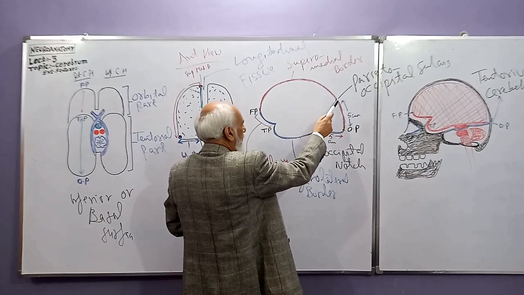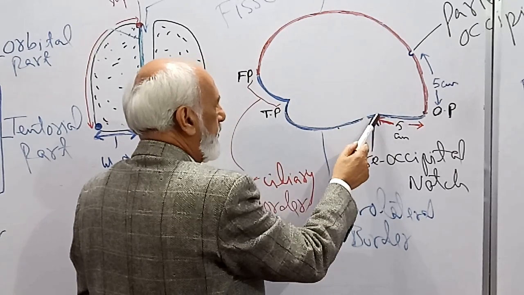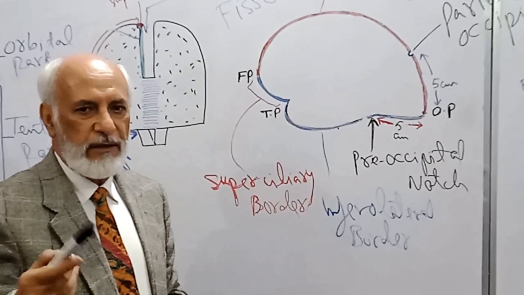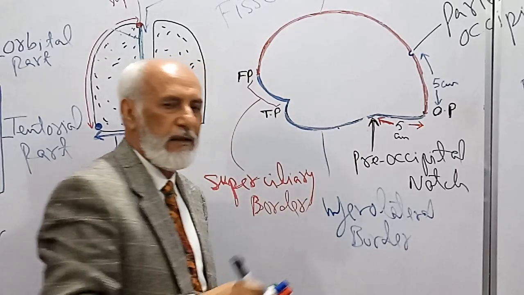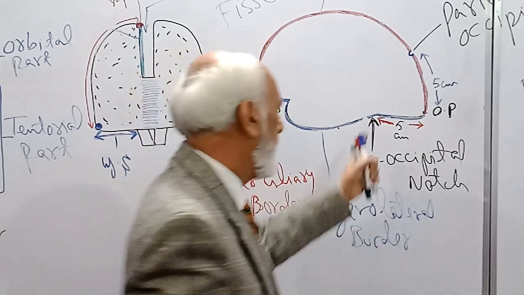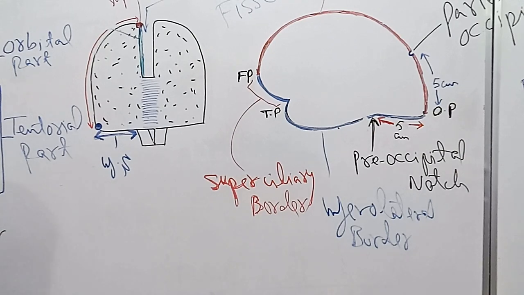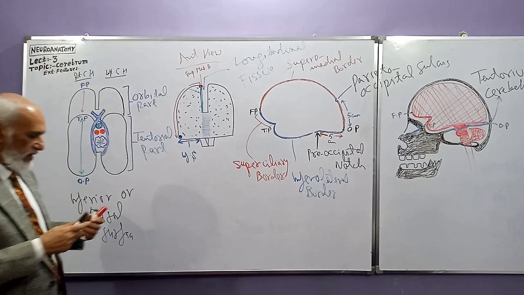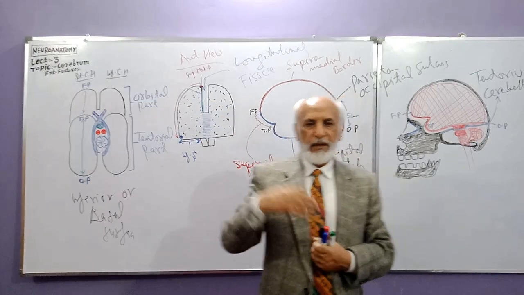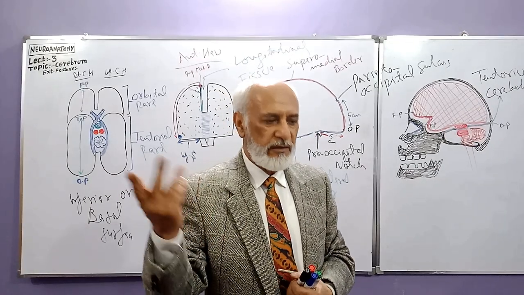Now these two landmarks, the parieto-occipital sulcus and the supramedial border, and the preoccipital notch and the infralateral border, are important landmarks with the help of which later on we will be able to divide each cerebral hemisphere into various lobes. This is the importance of these two features. So these were the different surfaces of the cerebral hemisphere, borders and poles. Next, lobes. Lobes we will discuss later on.